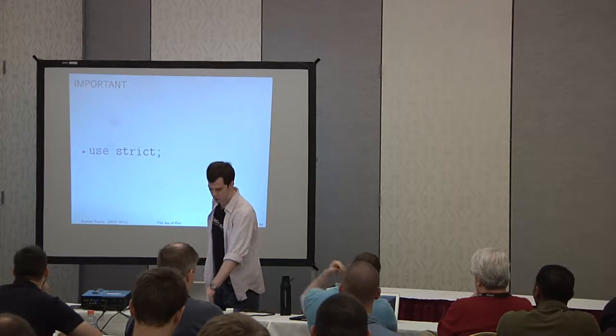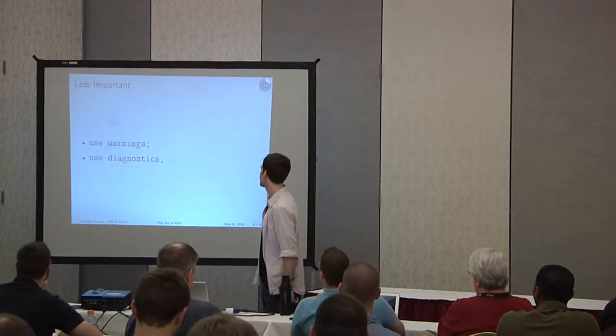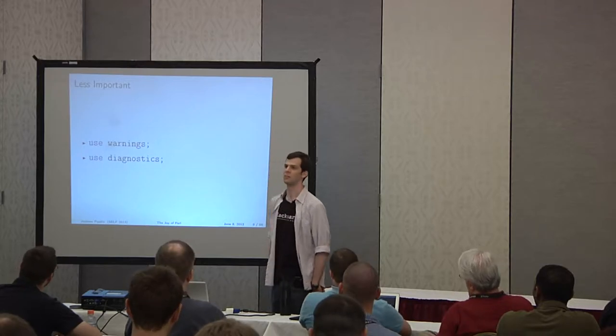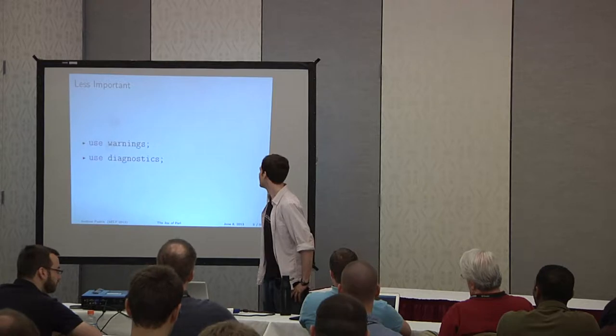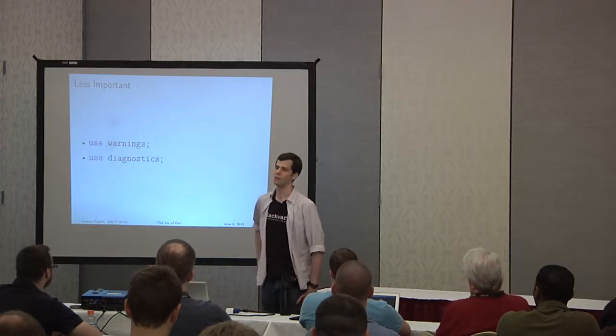There's two other compiler pragmas that are less important but quite useful. Use warnings. The Perl compiler contains a lot of useful warnings, and use warnings is one way to enable such warnings.